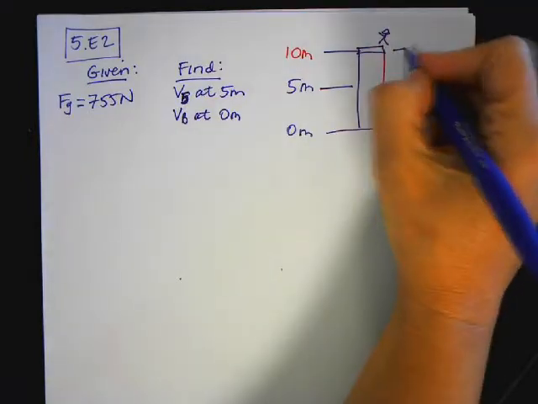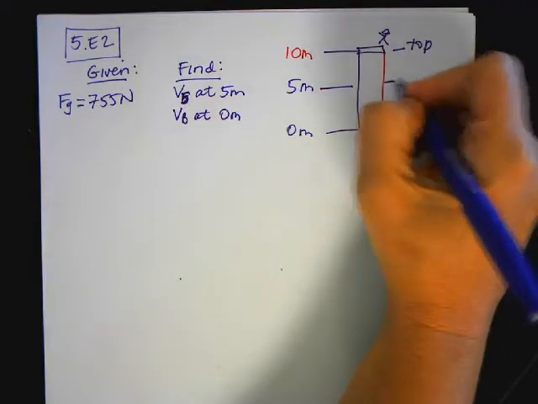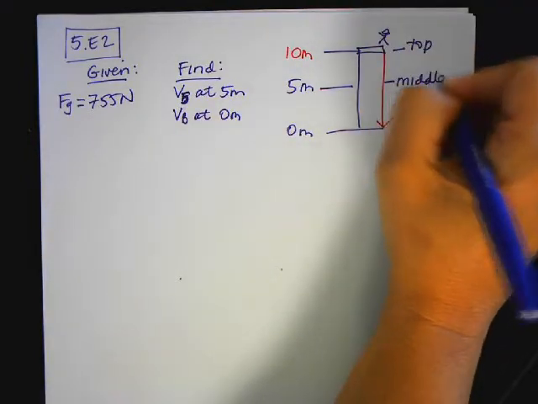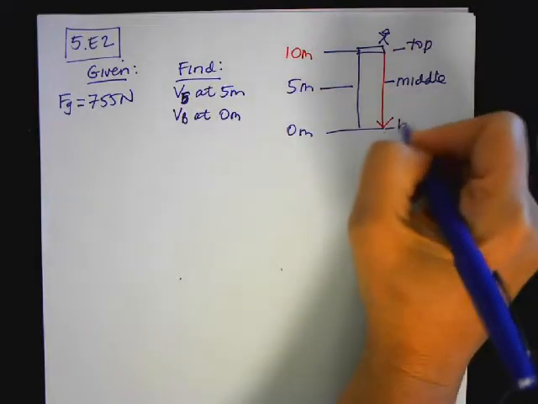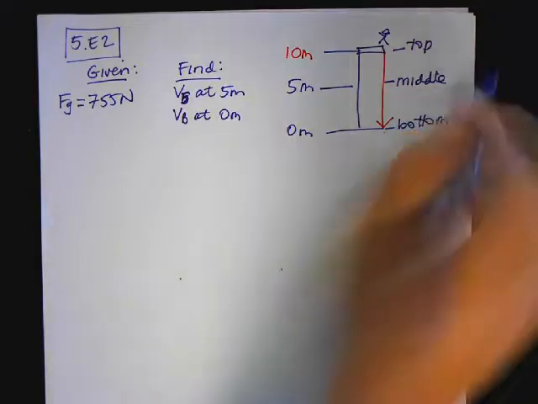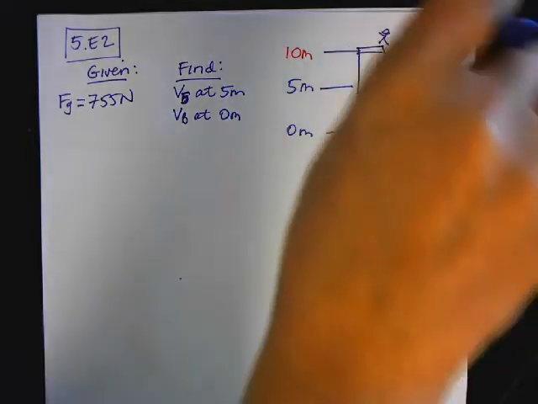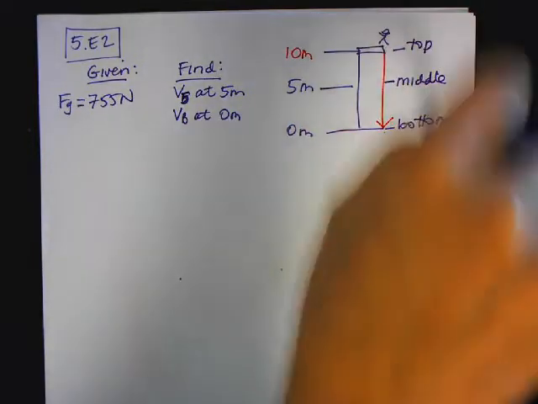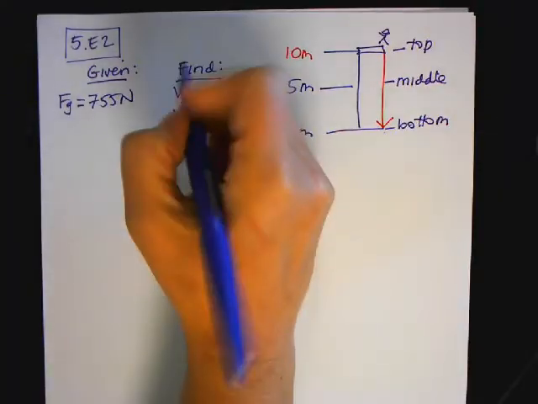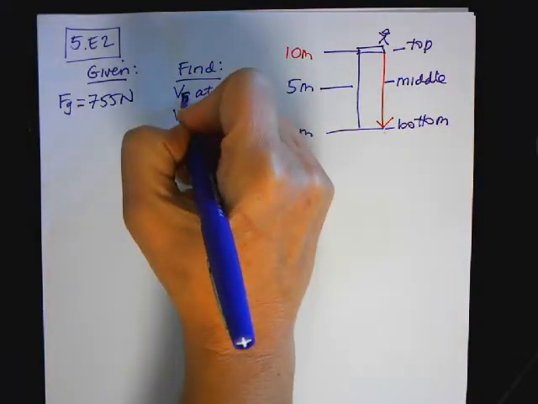So I'm going to call this the top. I'm going to call this the middle. I'll call this middle, and I'll call this the bottom. Can I call this anything I want? Of course I can. That's just a subscript. So I can call this initial, I can call this final, I can call this 5, I can call it middle. It doesn't matter. I'll change it to middle.